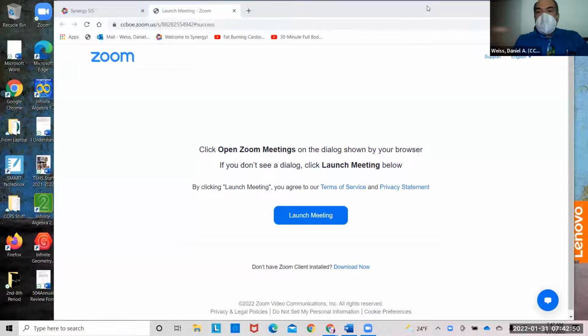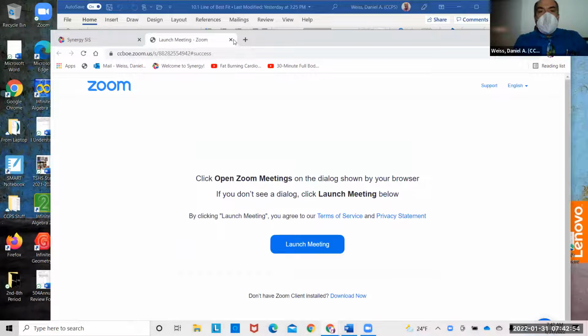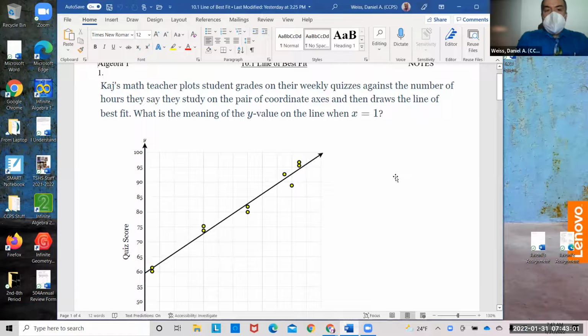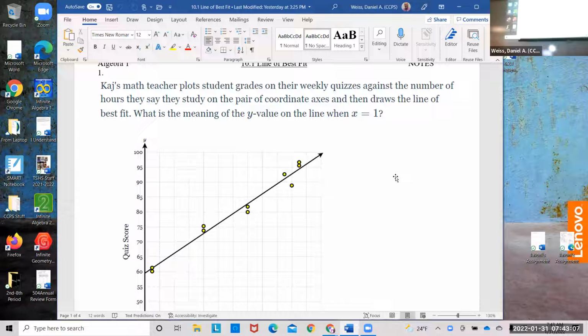All right, today we are going to do scatter plots. Scatter plots. Okay, scatter plots. Today we're going to talk about scatter plots.